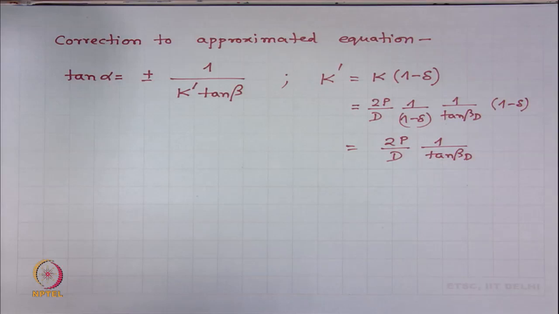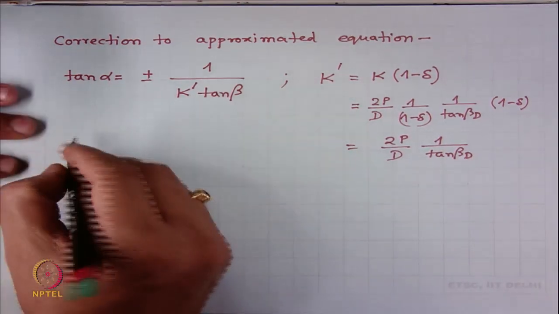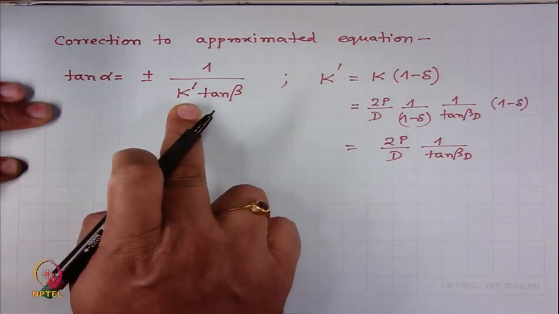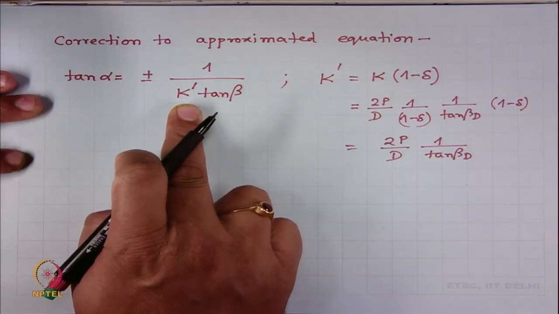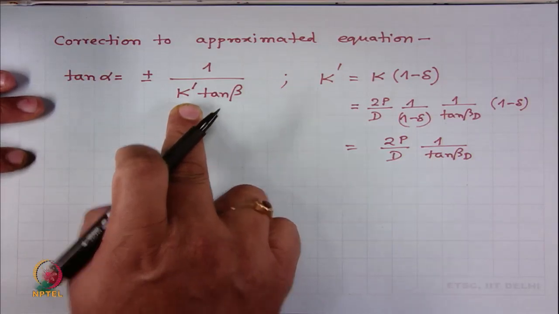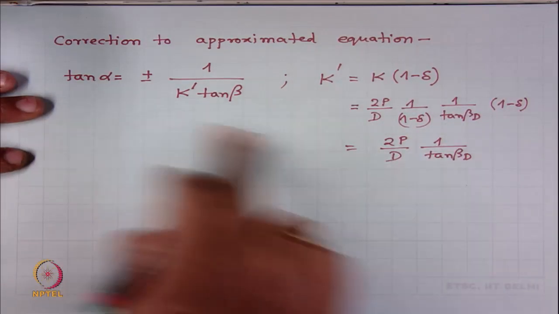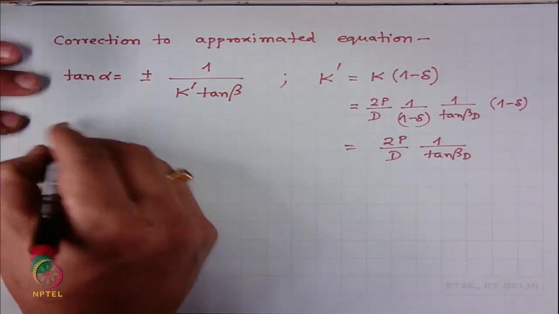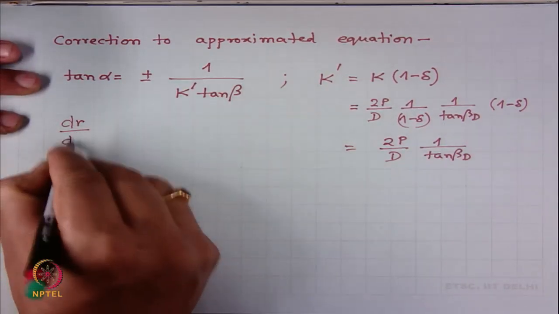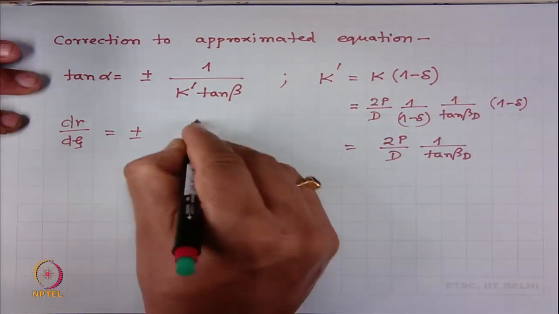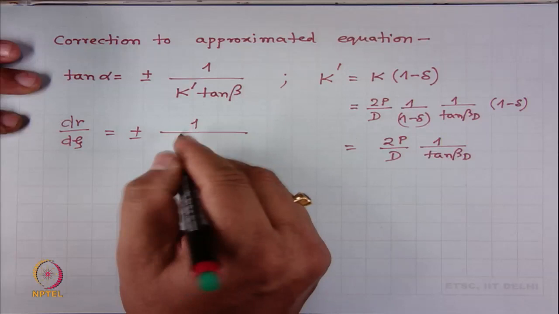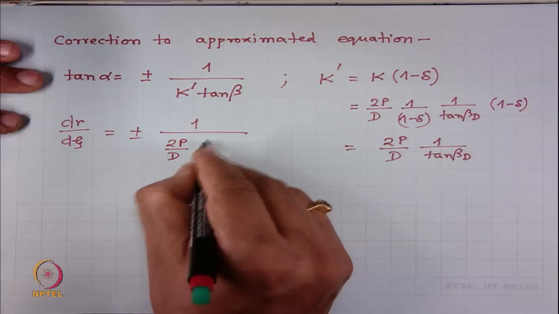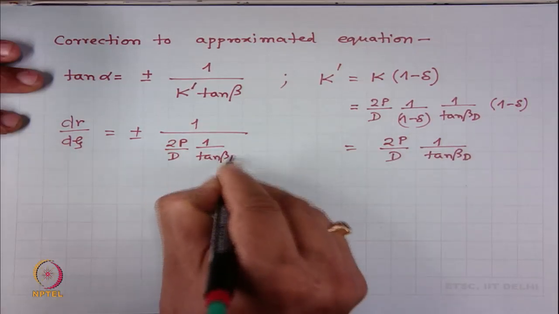Right. So, then what will be your tangent alpha? By using this we are able to solve, which is now defined at this p and this when r is equal to d by 2. So, zeta, let us say zeta value. So, dr by d zeta is equal to plus minus 1 by k times, we have to write it. So, 2 p by d, 1 by tangent of beta d into tangent of beta.